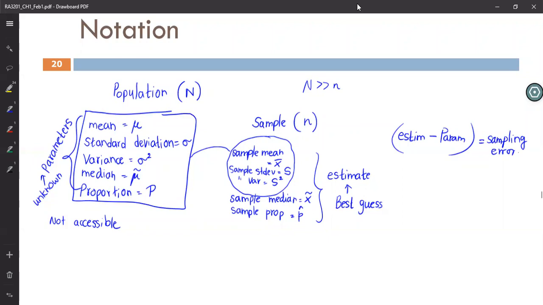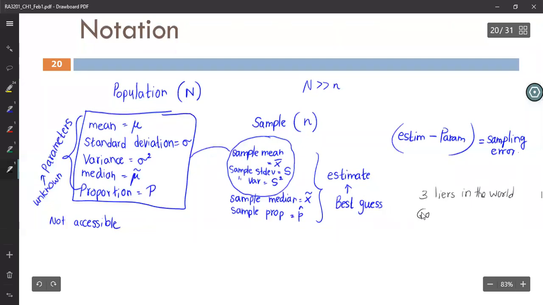You know there are 3 liars in the world. Anybody? There are 3 liars in the world. I'll have the first one means good liars. Any guesses? Who's the second one? Good liars?